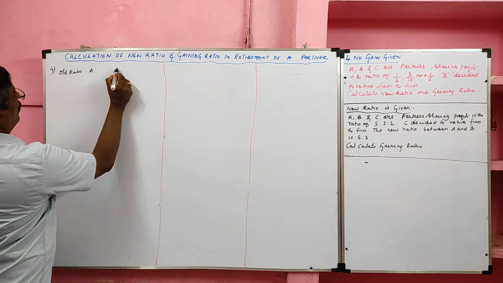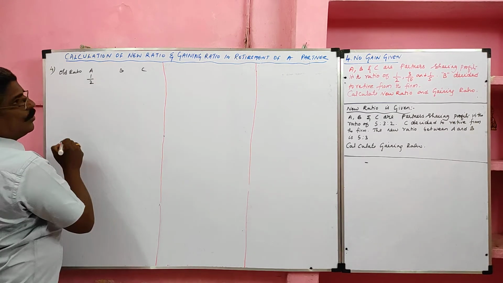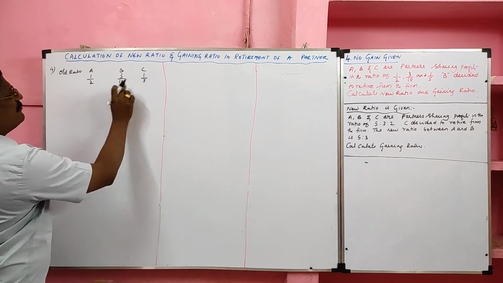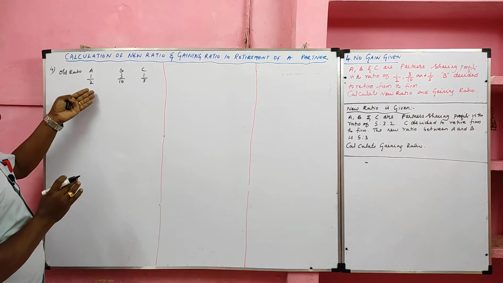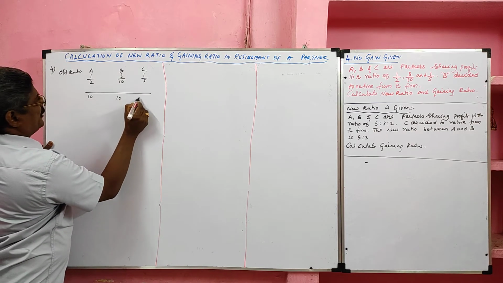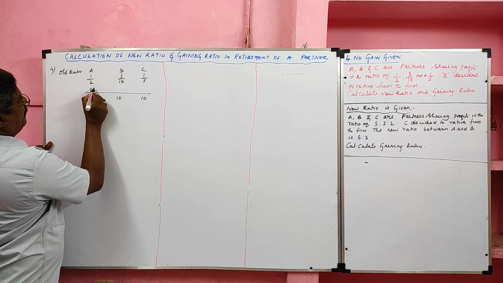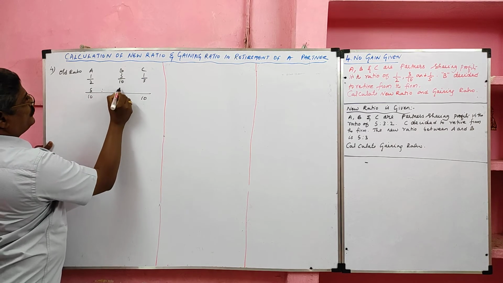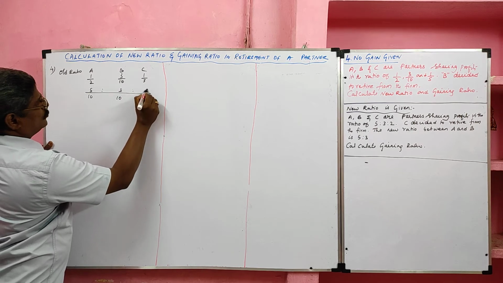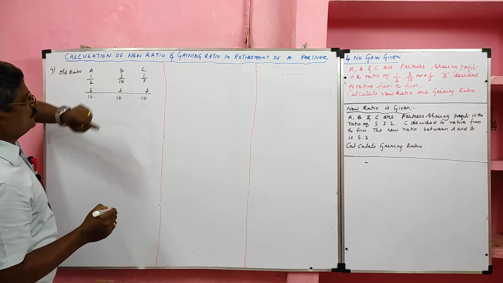Old ratio of A, B, C is given in the question: 1 by 2, 3 by 10, and 1 by 5. Here uneven fractions are given. First we should convert uneven fractions into even fractions. So how can we convert? Take a common denominator. 10 divided by 2, 5. 5 into 1, 5. 10 divided by 10, 1. 1 into 3, 3. 10 divided by 5, 2. 2 into 1, 2. So 1 by 2, 3 by 10, 1 by 5 converted into 5 is to 3 is to 2.